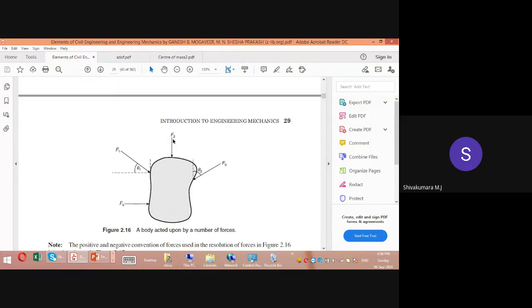There is no horizontal component of F2, so not necessary to consider. And then you come for F3. So there is horizontal component of F3, that is F3 sin theta 2. So what is the direction of F3?